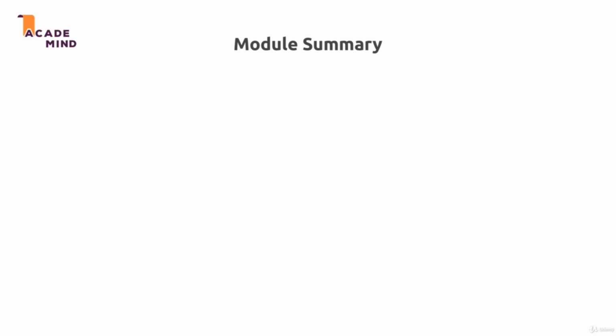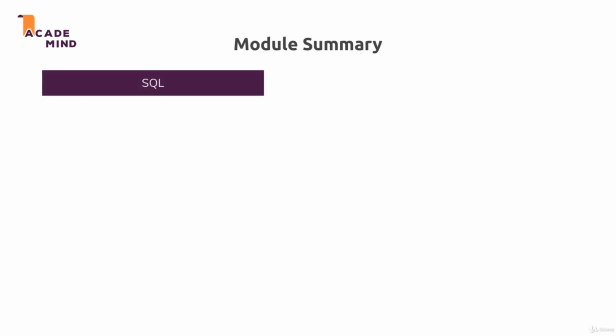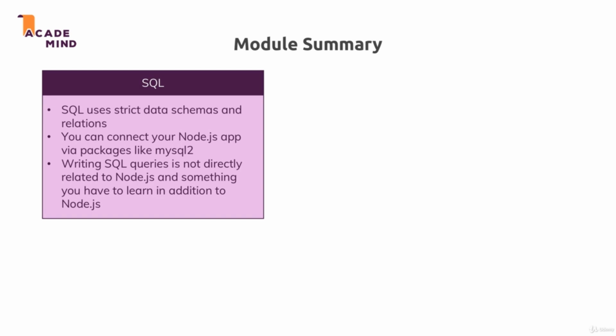That's it for the SQL part of this course. We learned about SQL, that it's a database philosophy or schema, engine type, that uses strict data schemas and relations in the databases that use SQL, and that you can easily connect to such databases with Node.js with packages like MySQL 2. There we had to write all the SQL queries manually though, and you also have to configure the database manually, add tables manually, set up relations, and that is a lot of work and definitely something you need to learn in addition to Node.js. It's its own language essentially.